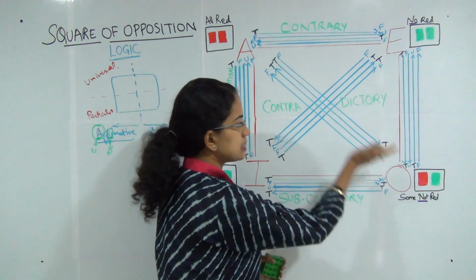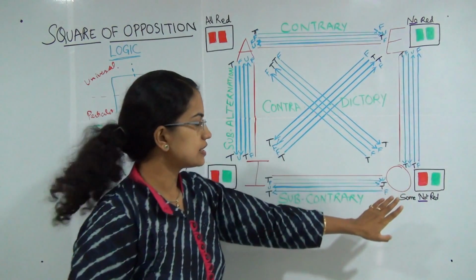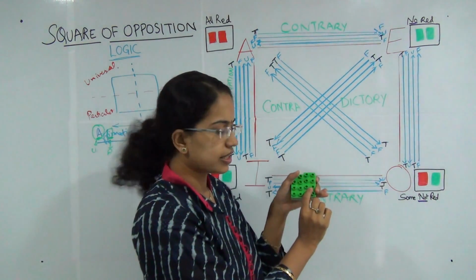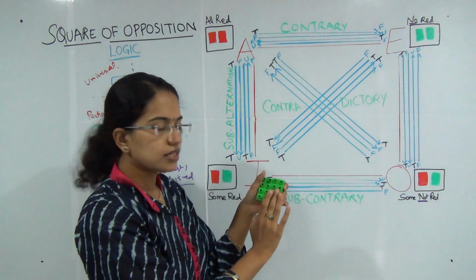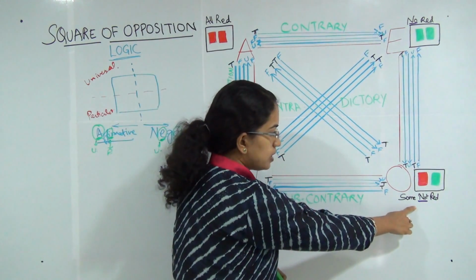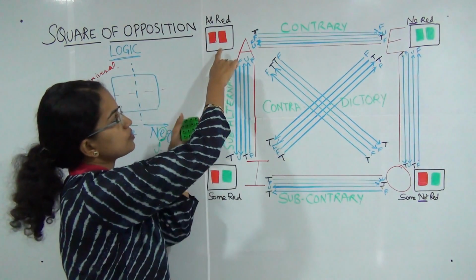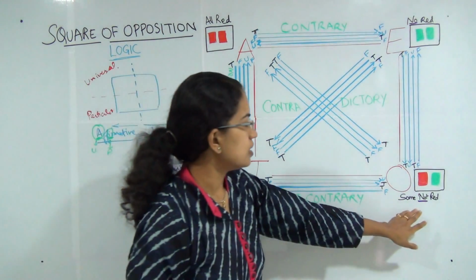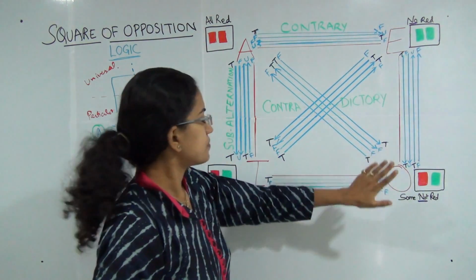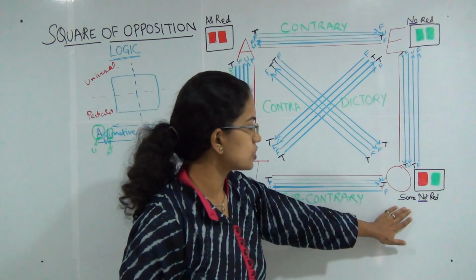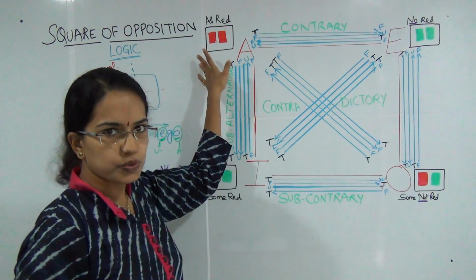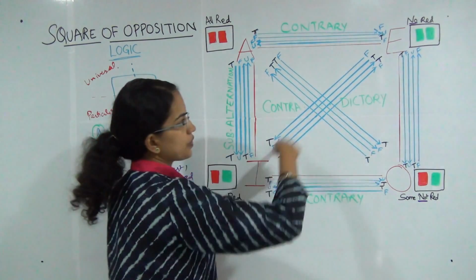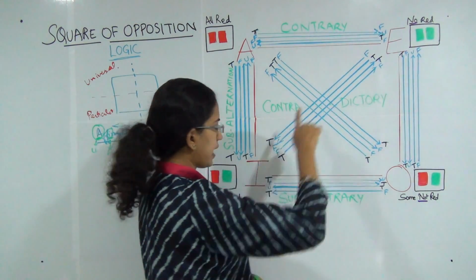Now this happens the same if we start from O. So let's start from O, and if I say some blocks are not red, that means one is not red. I have green. So if this is true, this automatically becomes false, because all are not red would become false. And if this is false, this becomes true. So it goes vice versa. Now since we have discussed this, let us move on to the relation between E and I.